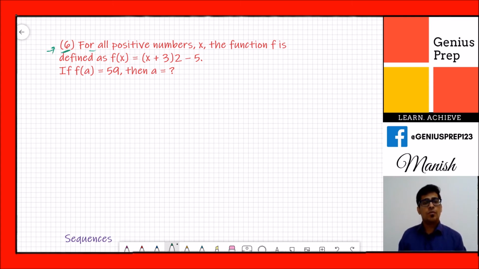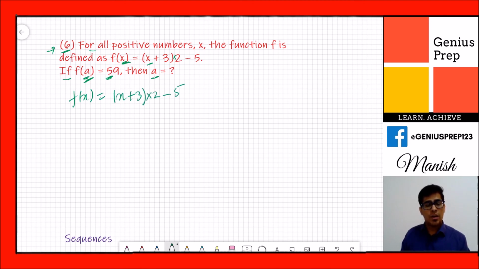It says for all positive numbers x, the function f is defined as f(x) is equal to (x plus 3) multiplied by 2 minus 5. If f(a) is 59, what is the value of a? You see, this just represents the value of the variable. So f(x) is equal to (x plus 3) multiplied by 2 minus 5. Now we are saying f(a) is 59. So we are putting a instead of x: (a plus 3) multiplied by 2 minus 5.